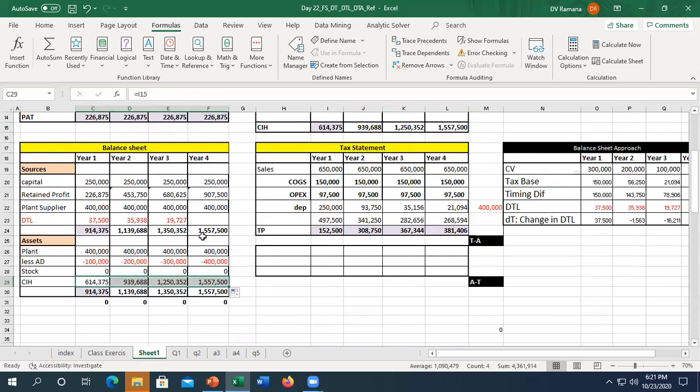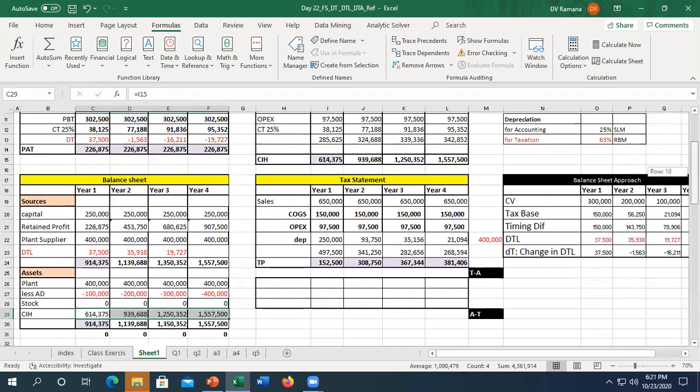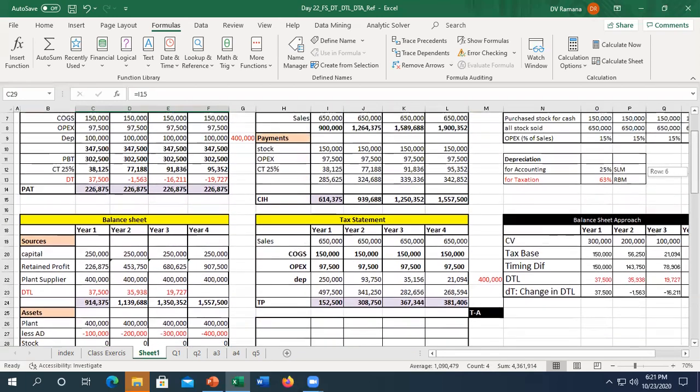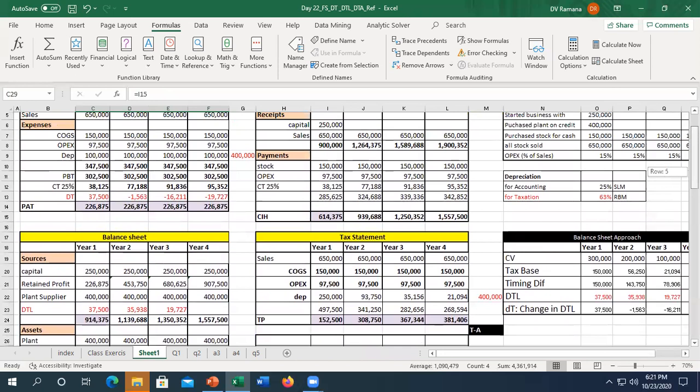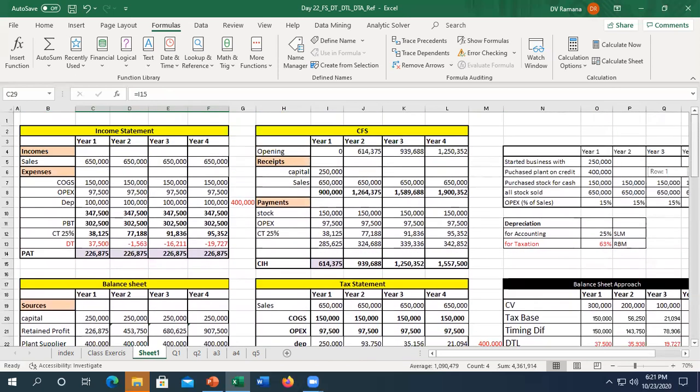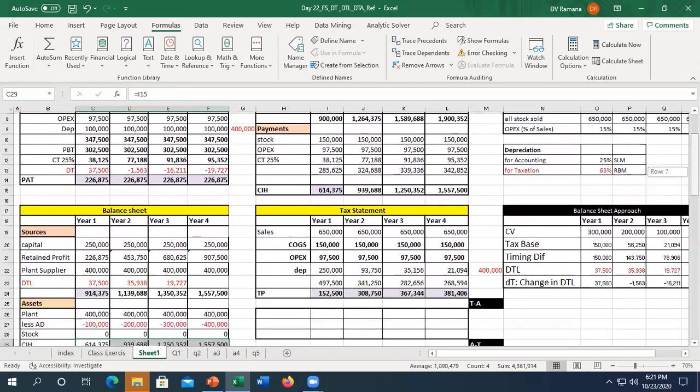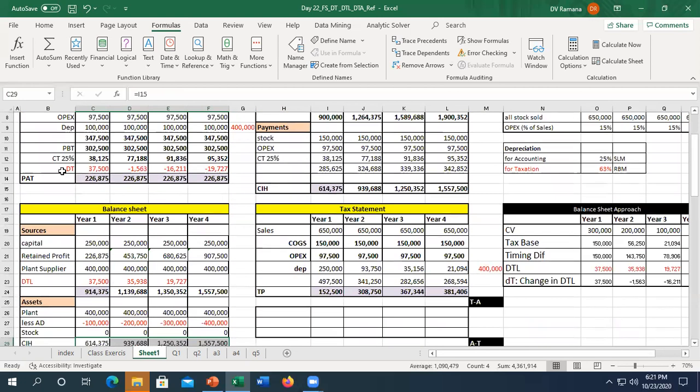So therefore, we can see the asset side of the balance sheet tallies with the sources side of the balance sheet. But our focus was not the entire exercise of preparing the financial statement. Our focus was to understand the treatment of the difference between the taxable profit and the accounting profit.